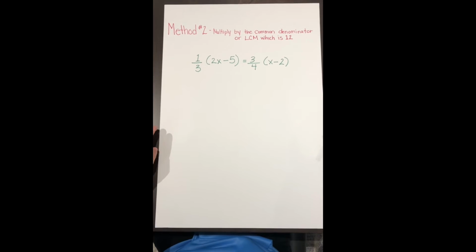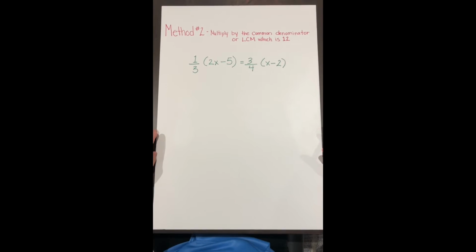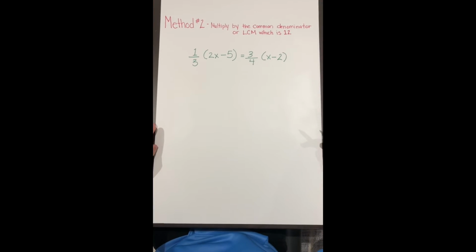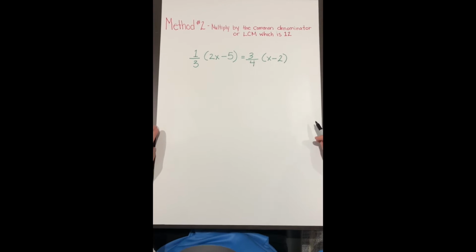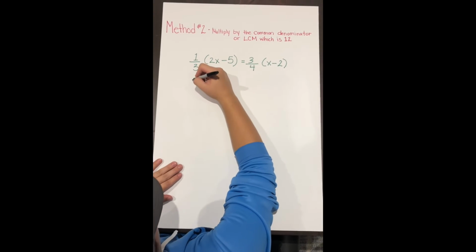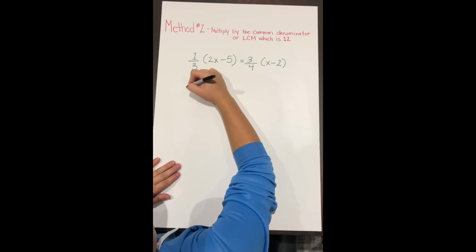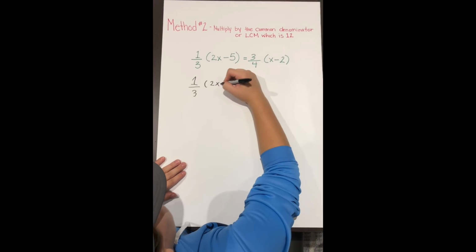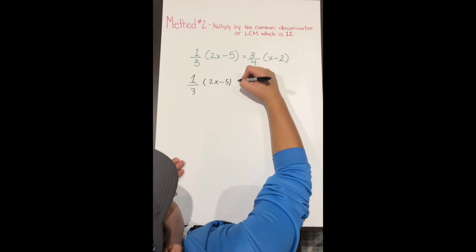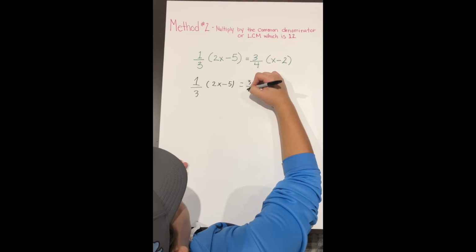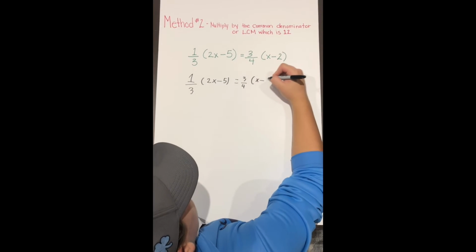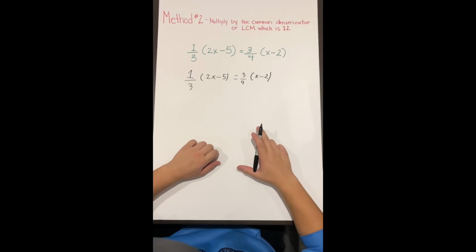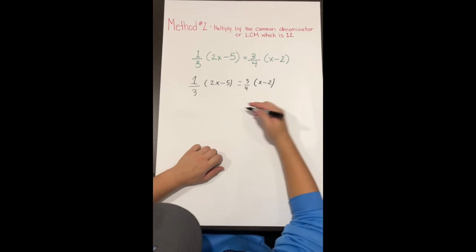Now that I've shown you how to solve this using method 1, which is cross multiplying, I'll show you how to solve this using method 2, which is multiplying by the common denominator or LCM, which is 12. So, we have to rewrite this question like 1/3(2x - 5) = 3/4(x - 2). But we are not done here. We have to find the lowest common multiple, which in this case would be 12.